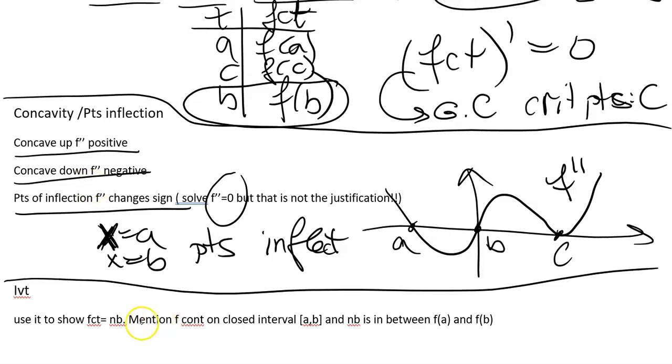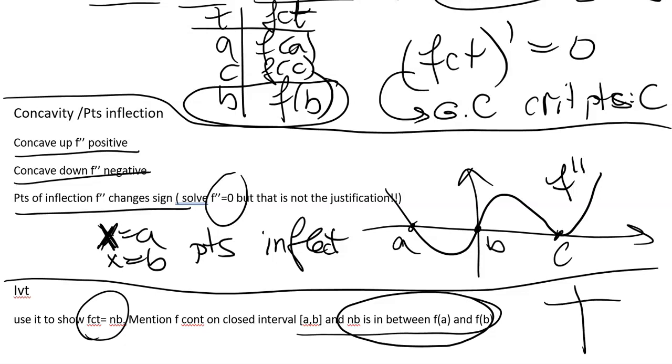IVT, use it to show a function is equal to some number, and a lot of you are mentioning the function is continuous on a closed interval. Don't forget to check that that number is truly in between f of a and f of b. So you can have a table of x versus f. f might not be the name of the function in your problem. You calculate f of a, you calculate f of b. That number must be somewhere in between.